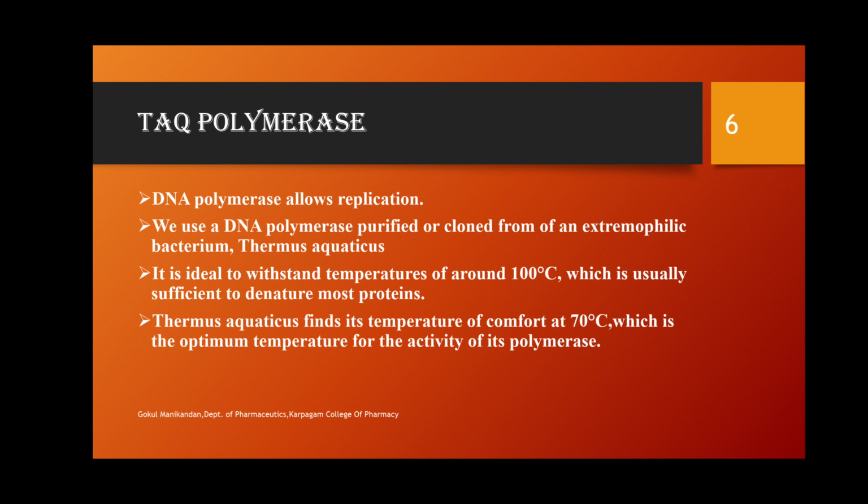The reason we choose this specific bacterium is that it usually lives in hot springs, and its DNA polymerase is very heat stable and is most active around 70 degrees Celsius. This heat stability is ideal, as high temperatures are needed for this reaction to happen. So this is the reason why we select this specific bacterium, Thermus aquaticus, for this reaction.